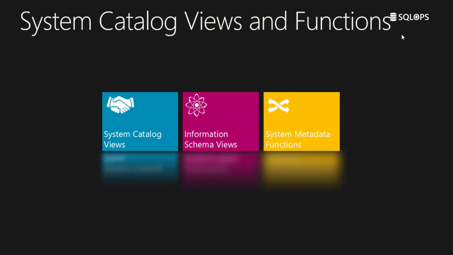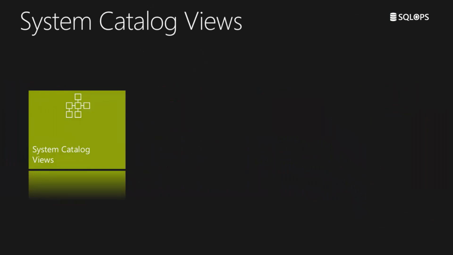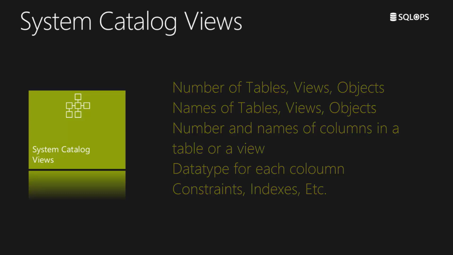First, let's see what system catalog views are. Dynamic applications that are not hard-coded to work with a specific set of tables and views must have a mechanism for determining the structure and attributes of the objects in any database to which they connect. These applications may require information such as the number and names of tables and views in a database, the number of columns in a table or view, together with the name, data type, scale, and precision of each column, the constraints that are defined on a table, and the indexes and keys that are defined for a table.